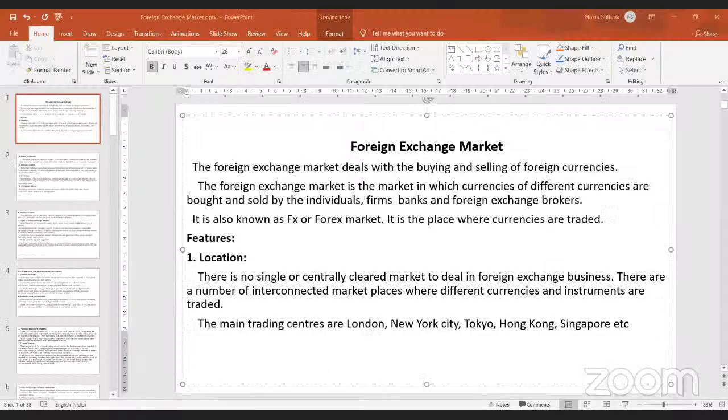We follow when they are talking about what kind of regulations are to be followed when they are talking about getting foreign exchange into a country. We shall discuss these aspects in today's session. Let us see what is a foreign exchange market first.